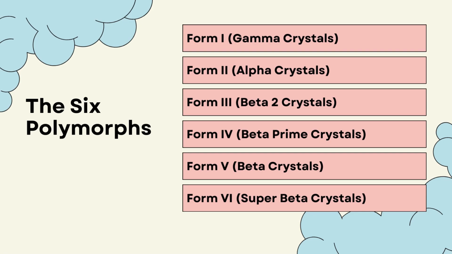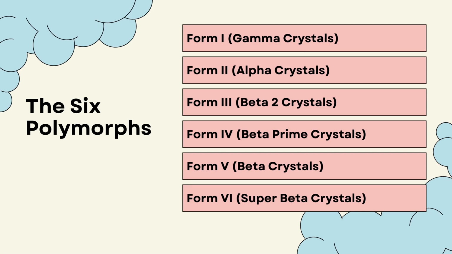Next, Form 3 or beta 2 crystals form when Form 2 crystals are stored at a cool but not freezing temperature, about 41 to 50 degrees Fahrenheit. These crystals also melt when they are touched and may exhibit some bloom, though less than Form 1 or 2. This chocolate is far more firm than Form 1 or 2. However, it still doesn't exhibit that classic chocolate snap, and instead just folds and tears when bent.